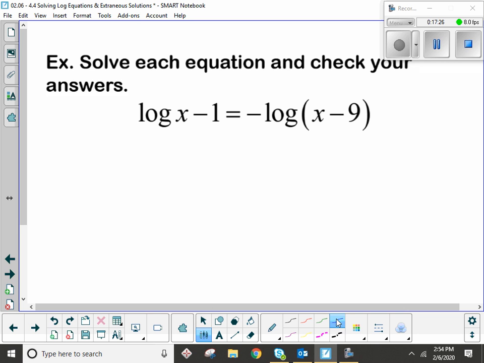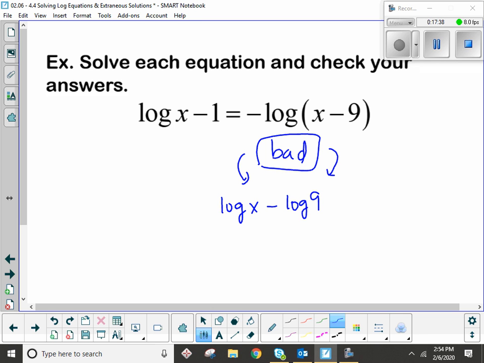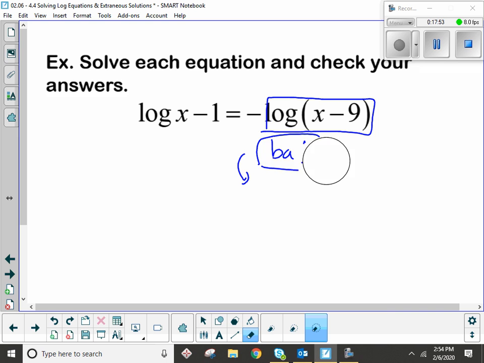One thing I want you to be clear about. Log is not a distributive property. This does not equal, this is bad. This does not equal log of x minus log of 9. Does not. Okay, that's bad. So when you're going to add it to both sides, it's this entire unit. You're keeping all of this together just like that. And when you add it to both sides. So don't do that bad stuff.